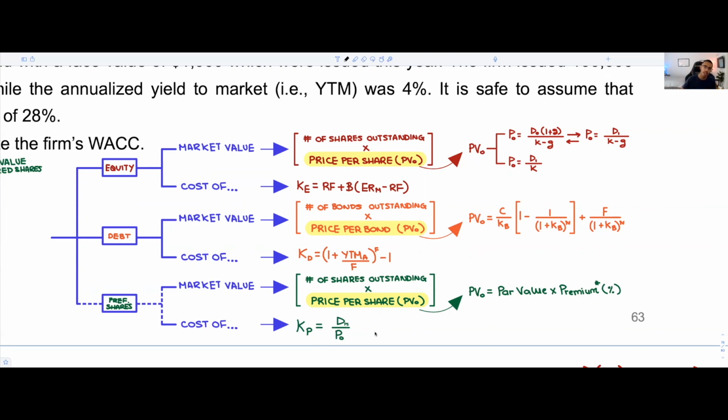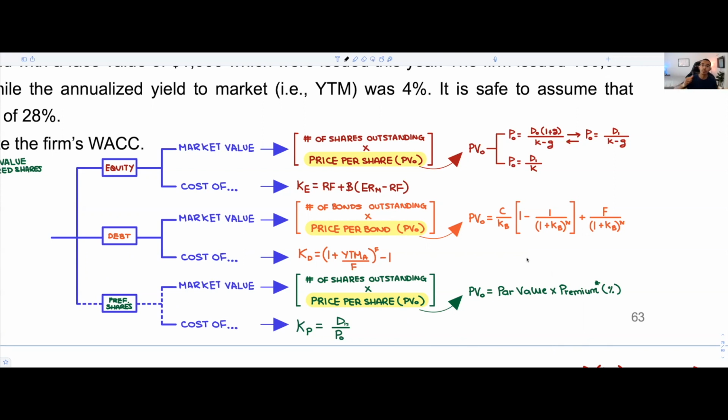Notice that on the screen right now, we have a bunch of present value formulas on the right. You see our constant growth DDM formula right here and our just dividend discount model here. We have our bond valuation formula right here. And then we have our par value times premium or discount formula. So that's how we're going to equip ourselves to find the price per share. Typically, by the way, in these exam questions, we're always going to give you the number of shares outstanding.